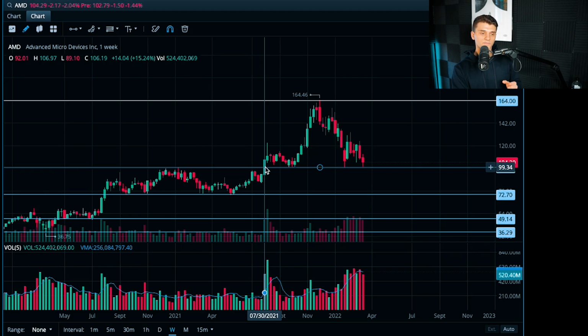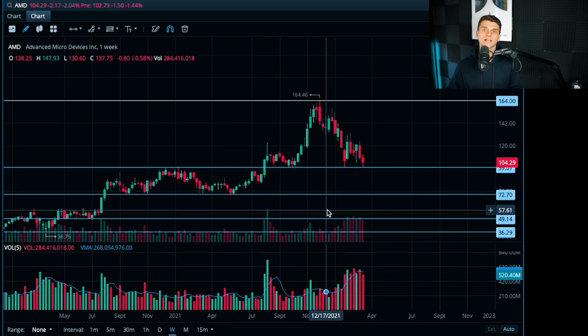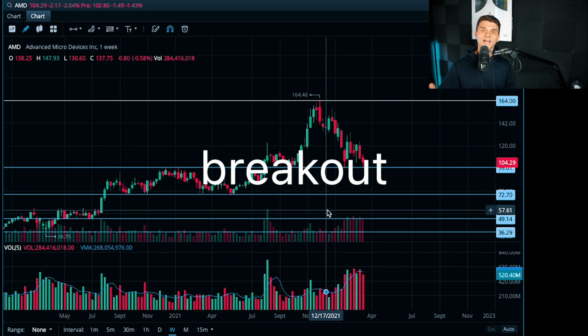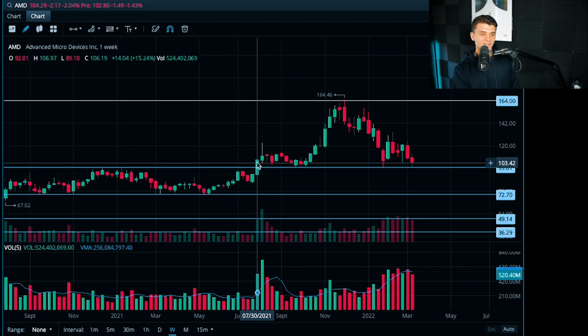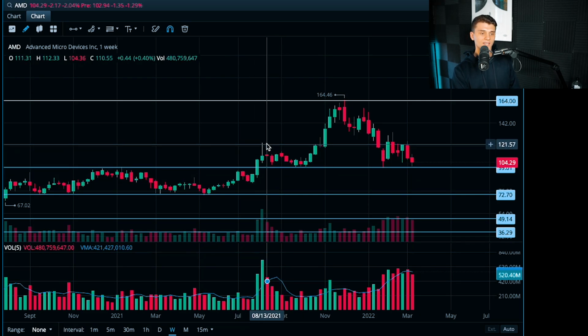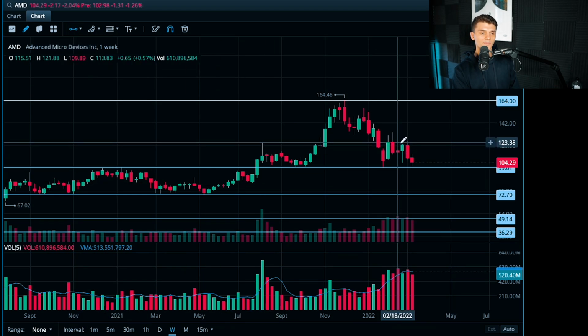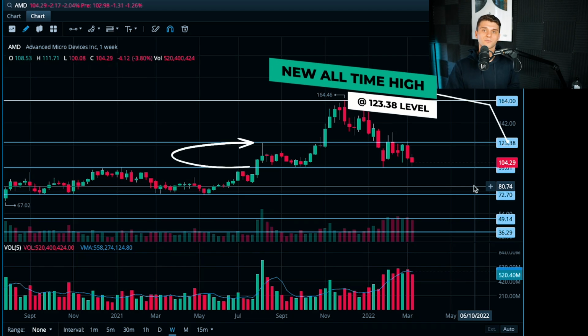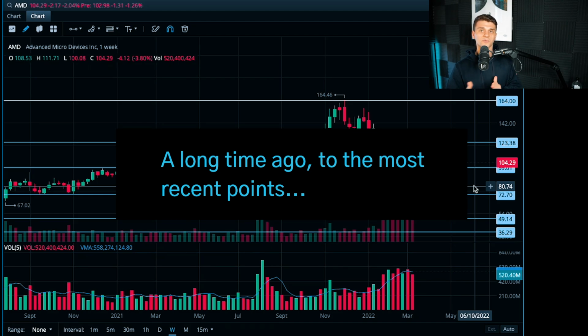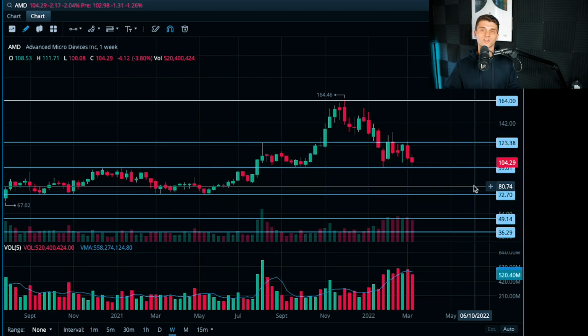Now, on AMD, when we finally did break out over that $99 level and break that 100 psych level, we saw a major breakout to the upside. As you can see here on AMD on the weekly chart, we broke out this week, and then the next weekly candle, we saw a move all the way up to the 123 level. So we want to make a point of resistance right there because that is our new all-time high. Remember, we're working from back to front, so we're working from a long time ago to the most recent points, right? That's how you want to chart a stock out, is learn its personality from back to front.